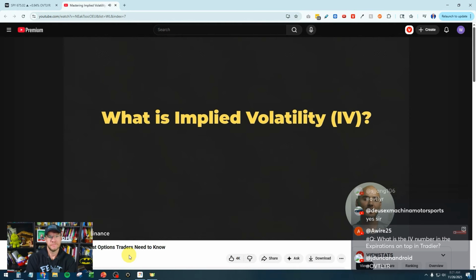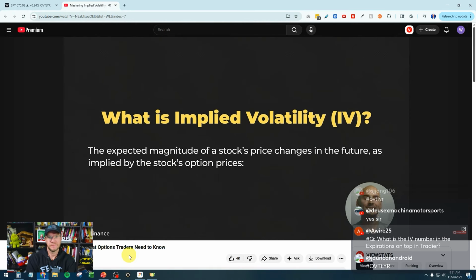I like to think of implied volatility as the expected or hinted magnitude of a stock's price changes in the future as implied by the stock's option prices. So here's the deal, right? When you're coming up to earnings, when you're coming up to an anticipated event, implied volatility will expand. When that implied volatility expands, the price of the option goes up, right? Now, if you've bought the option, that's a great thing. If you sold the option, you're getting hosed.